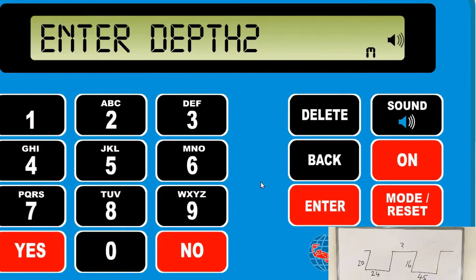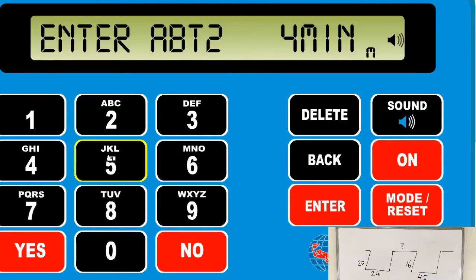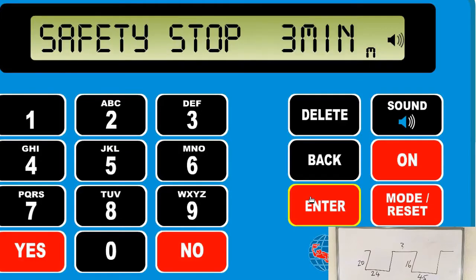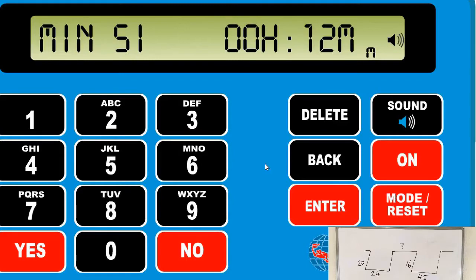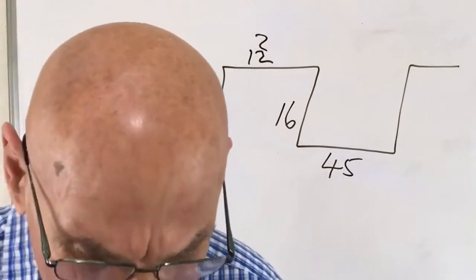So, okay, let's put in 16 metres. Enter. And it says the adjusted no decompression limit is 65 minutes, but we're only going for 45. Click on enter. It says we need to do a safety stop on this dive. And then we've got an answer of 12 minutes. So there's the answer here, 12 minutes. So quite straightforward. Okay, I'm going to go on to a tricky one now.